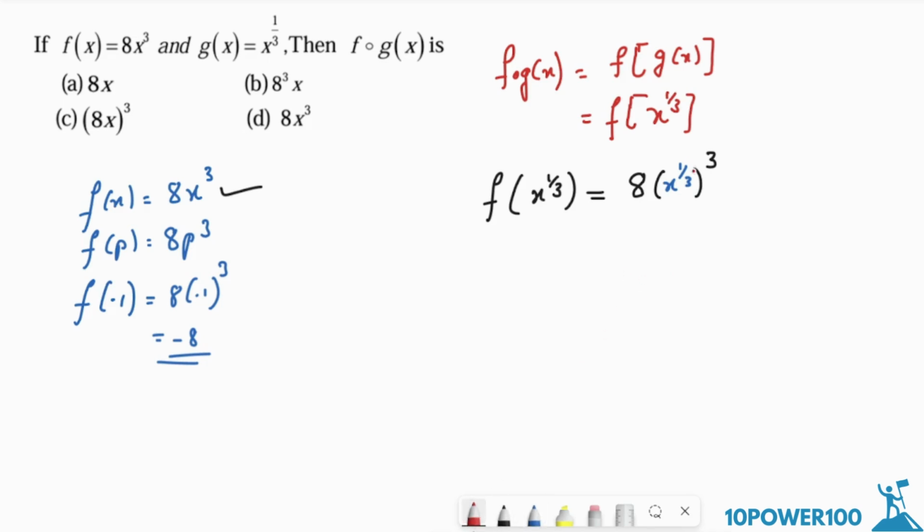Now we'll cancel this 3 and this 3. What is the final answer? The final answer is equal to 8x. 8x is the final answer. Yeah, option A, 8x is the correct answer.